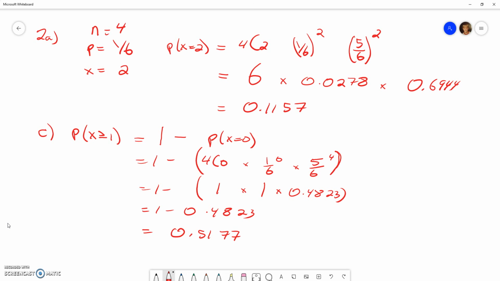In part D, let's just change colors here. Part D asks for the average or the expected number, and that uses that formula. So here we have 4 dice, 1/6 is the probability. So basically this would be 4 times 1/6, or 2/3 I should say. I'm just going to round that up to 0.67.